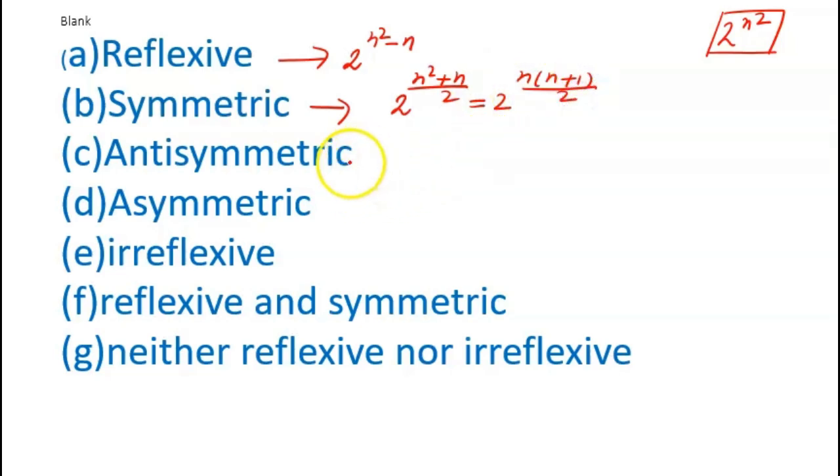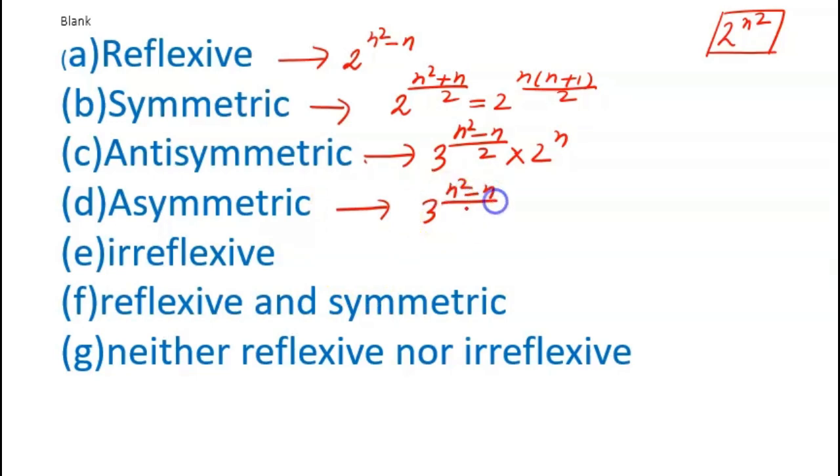We counted the total number of anti-symmetric relations, and what was the total number? Right, let me rewrite it. It was 3 to the power n square minus n by 2 into 2 to the power n. So that was the total number of anti-symmetric relations. How many asymmetric relations were there? It was 3 to the power n square minus n by 2.